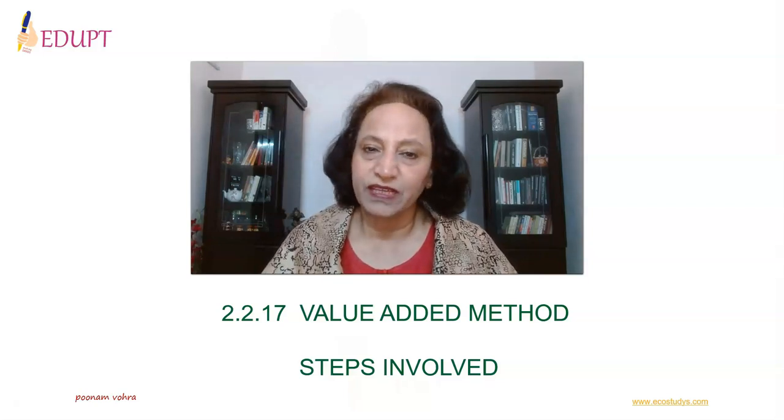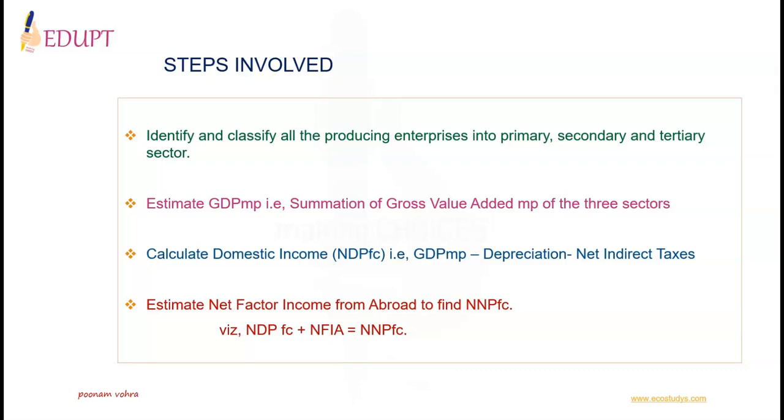Let us begin. Let us understand the steps involved in estimating national income by value-added method. For that, one needs to first find out domestic income or NDP at factor cost. So the first step is identify and classify all the producing enterprises into primary, secondary and tertiary sectors. Then estimate gross value added at market price in each sector and then sum it up. One gets GDP at market price.